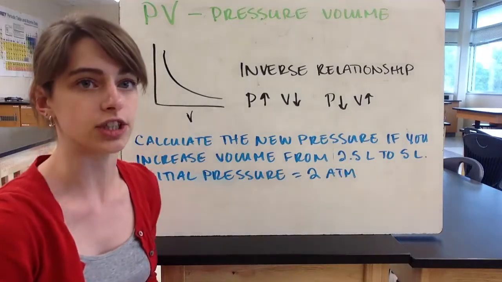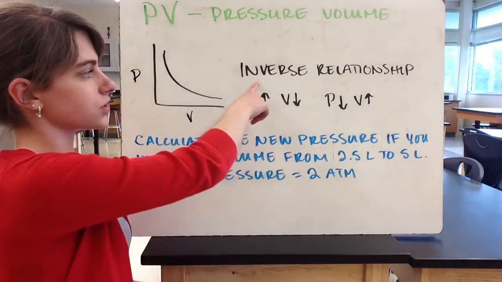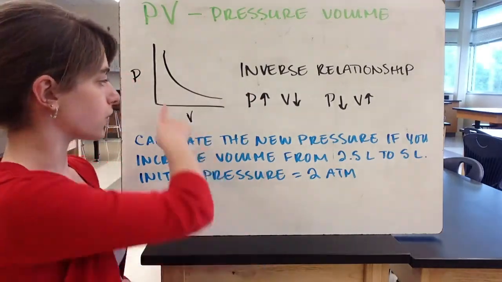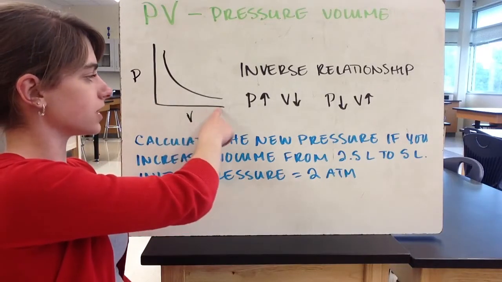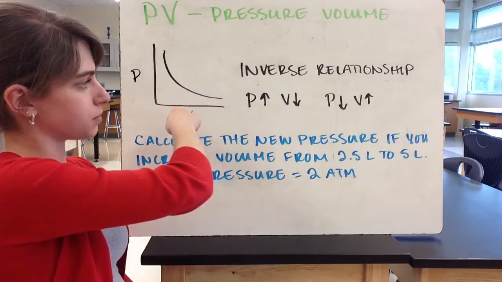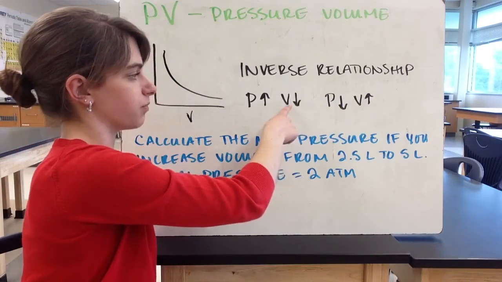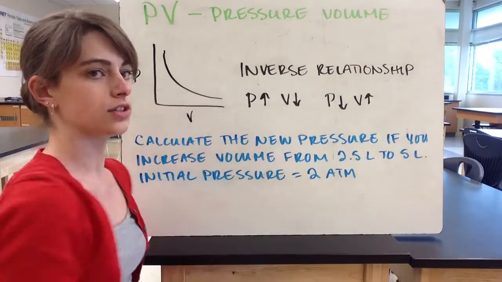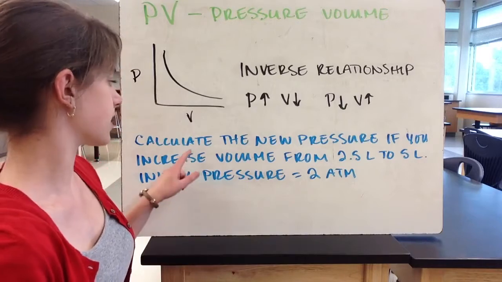Our first relationship is pressure and volume, or PV. This is an inverse relationship. When we did this lab in class a long time ago, we graphed our relationship between pressure and volume. We saw that as we increased volume, we decreased pressure. So if volume goes up, pressure goes down. If volume goes down, if it gets smaller, our pressure goes up. So it's an inverse relationship. They're opposites.